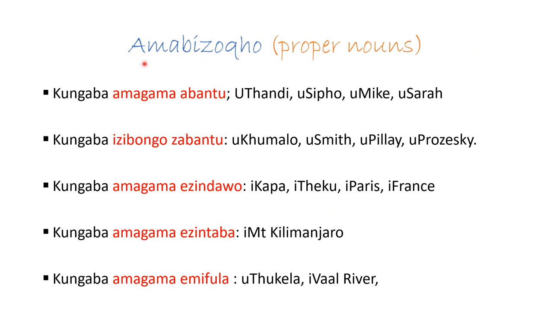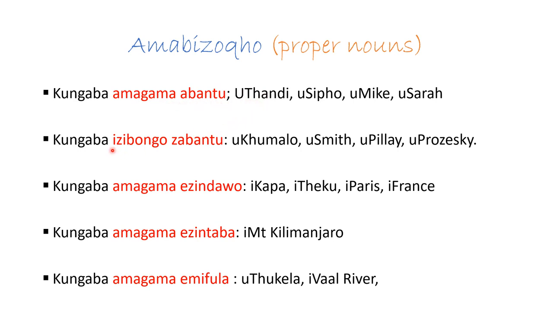Okay, the next type of noun that we are going to see is amabizoqo. Amabizoqo are proper nouns. I'm sure you're familiar with the proper nouns in your English. You know what proper nouns are. So when it comes to isiZulu, we also have proper nouns. The proper nouns could be amagama abantu, people's names. Like uThandi, uSipho, uMike, uSara, and even your name, whatever your name is. But see this, your name must start with a vowel if it's a noun. Your name is your proper noun.